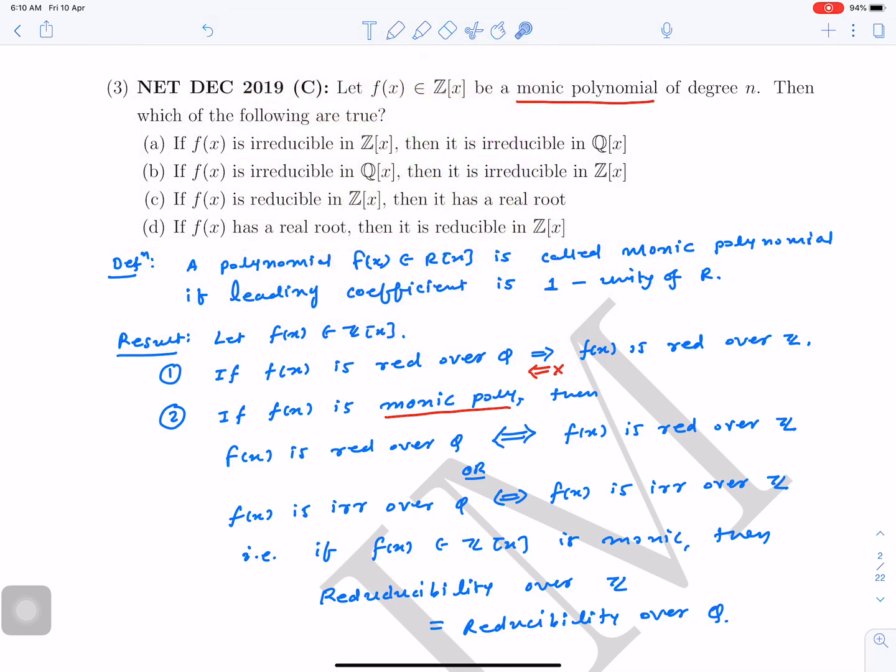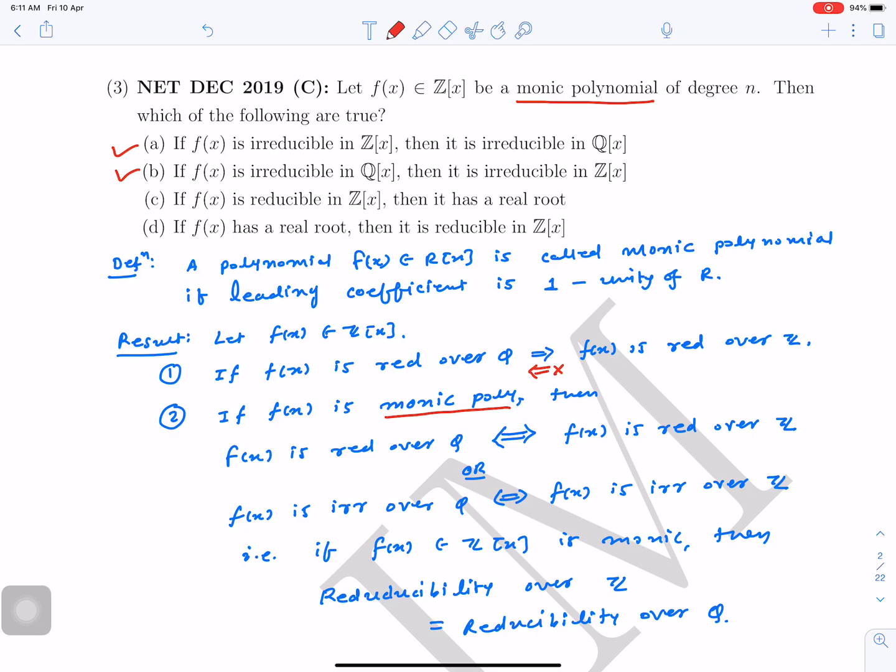The first option says that if f(x) belongs to Z[x] is a monic polynomial and f(x) is irreducible in Z[x], then it is irreducible over Q[x]. So this option is correct. Why? Because due to this result, irreducibility and reducibility are the same over Z and Q. Now the second option says that if f(x) is irreducible over Q[x], then it is irreducible in Z[x]. That is also correct, because f(x) is a monic polynomial over Z.